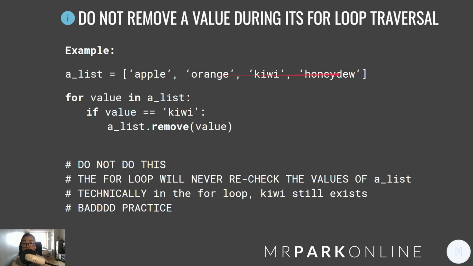Our list keeps on shrinking and shrinking, right? For example, if this was all kiwis and they were all removed, at some point your list is going to be empty and some crazy things will happen to your code and it can crash. So I highly recommend that you don't try to remove anything when you're looping through a list using a for loop.